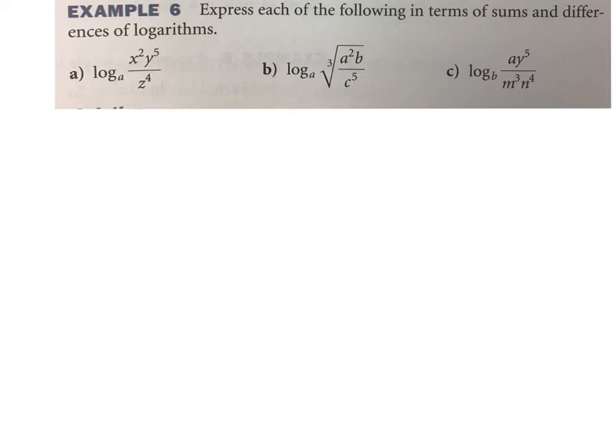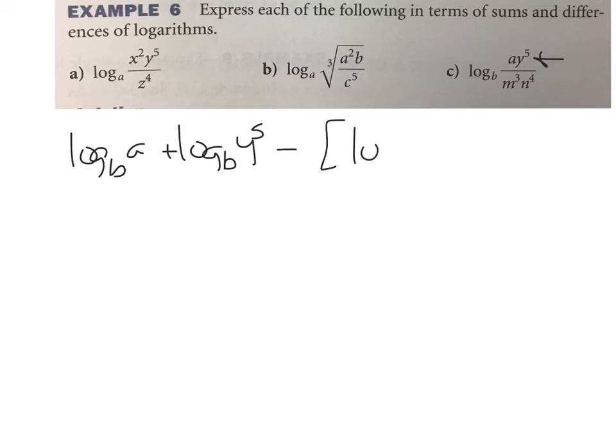Third one has a lot of stuff in it also, as usual. So I got log base b of a plus log base b of y to the fifth. Did that because I have multiplication on the top. Minus, now I have two things on the bottom, and they're multiplied together, so I'm going to put a bracket and write it this way because that minus sign needs to go for everything that's in my denominator.